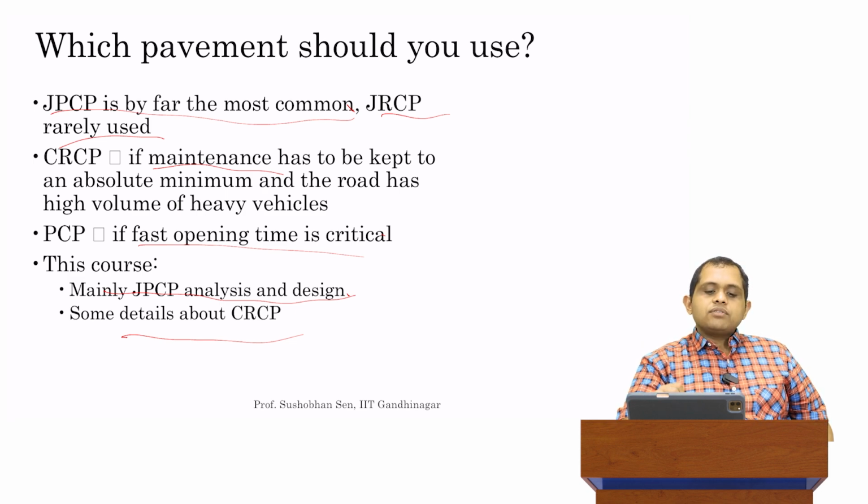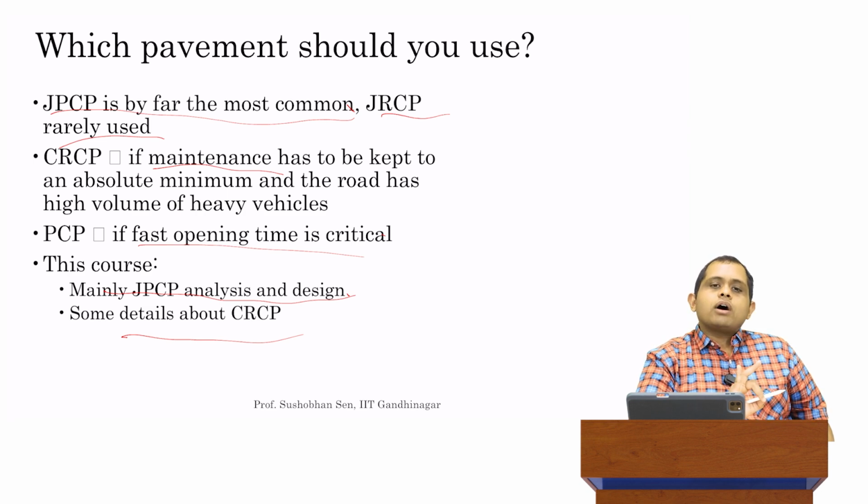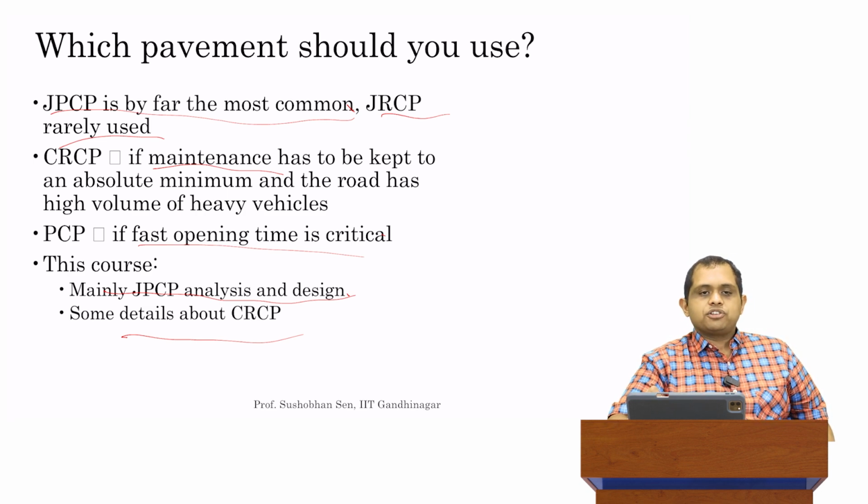So mostly in this class, we will stick to analysis and design of JPCP, which is what I mean by rigid pavements. We'll spend a little bit of time also on CRCP. JRCP is so rarely used, it's really not worth too much time. It's better to understand CRCP than JRCP. And PCP is also rarely used, and a lot of PCP analysis actually should come from structural engineering in terms of precasting. So we're not going to talk about that in this class on transportation engineering either.